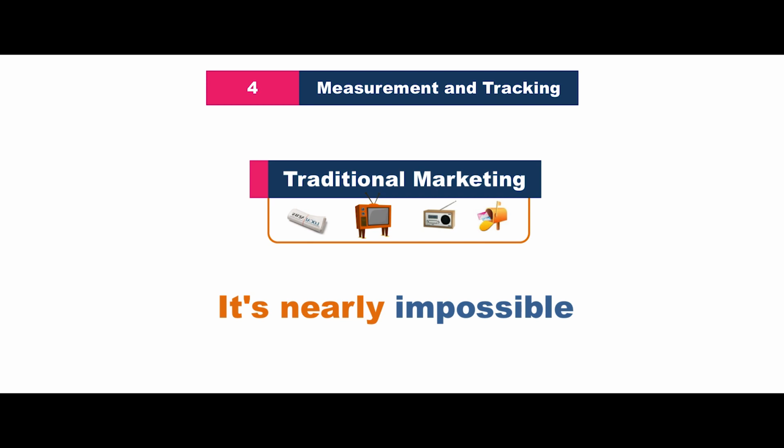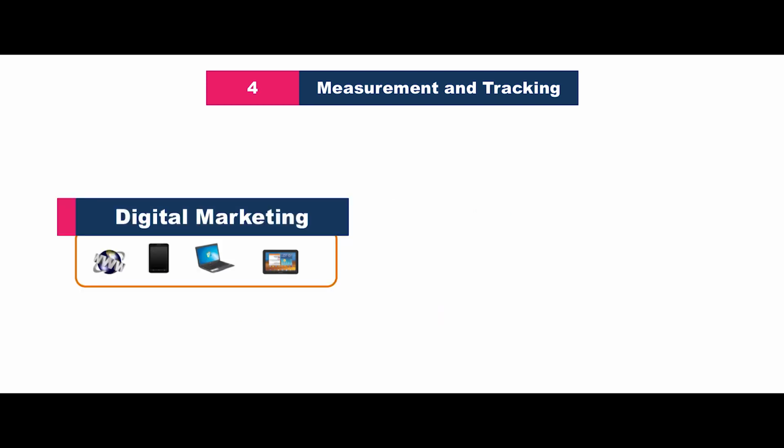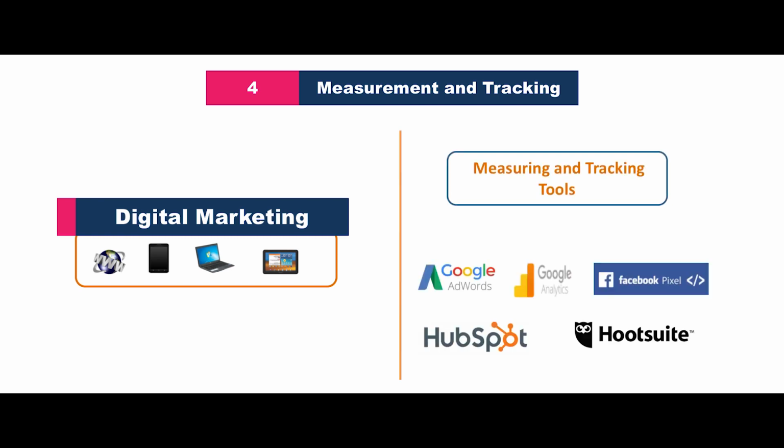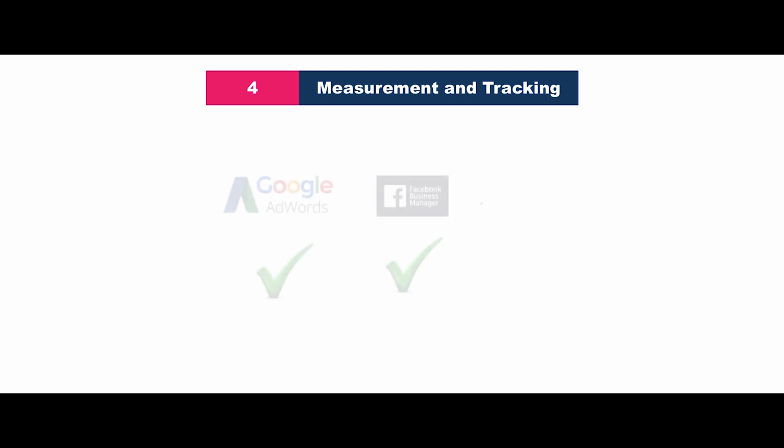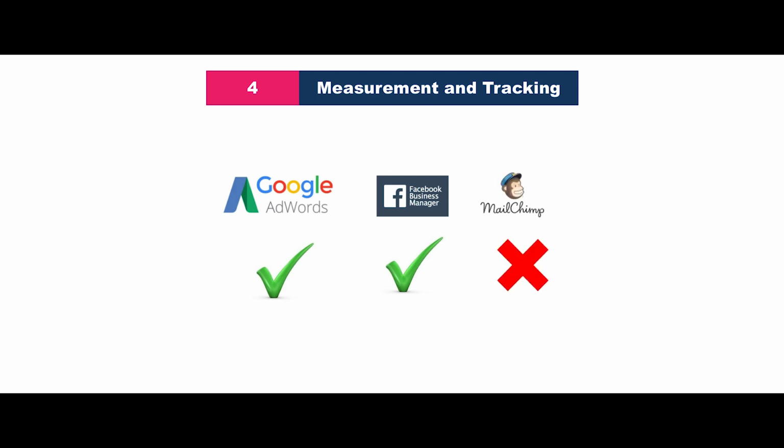It's nearly impossible to track it in the case of traditional marketing. However, in the case of digital marketing, there are such tools and platforms. By using them, we can exactly measure and track where our customer is coming from. Moreover, we can also measure the return on investment. Accordingly, you can take the decision to continue or discontinue with a particular ad platform in digital marketing. However, you can't do it in traditional marketing. Therefore, digital marketing has an edge over traditional marketing.